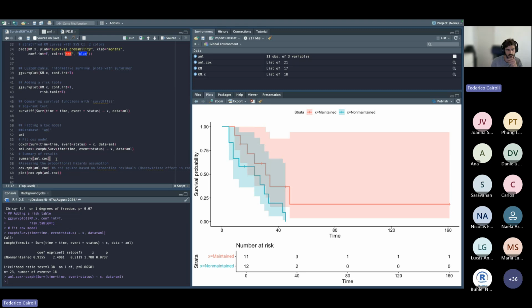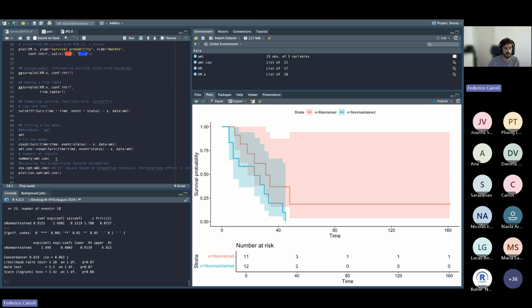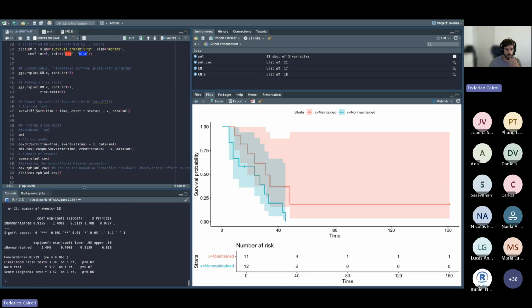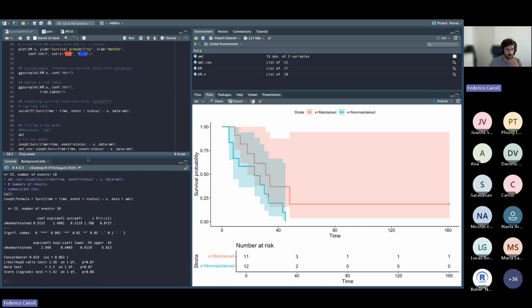This is a Cox model. As when you run a logistic regression or linear regression, this is the Cox model into which you can incorporate not only one variable, but also multiple variables. So we run the Cox model, and this is what we obtain. First of all, the total number of patients, 23, the same as we have originally. The total number of events, 18.